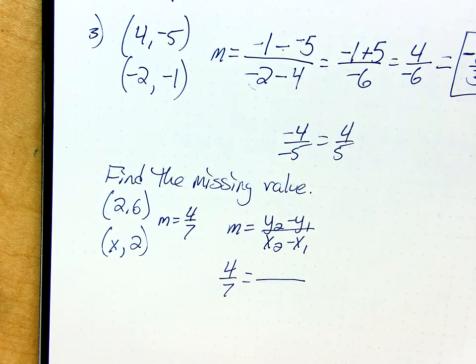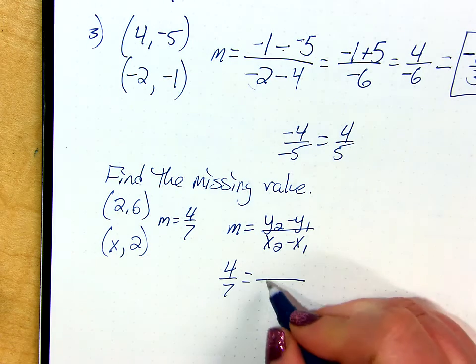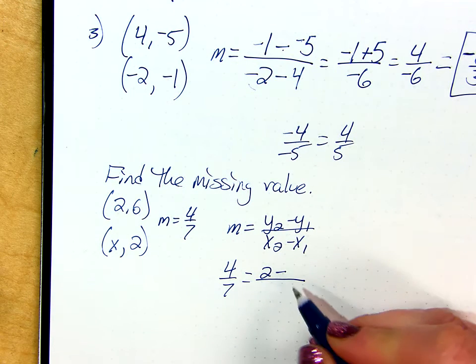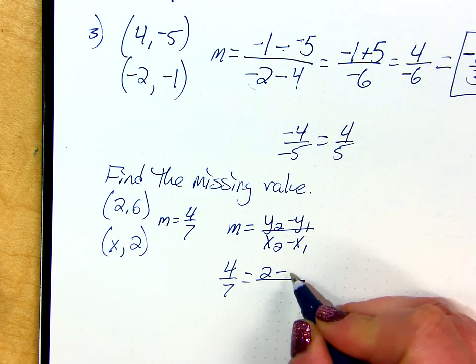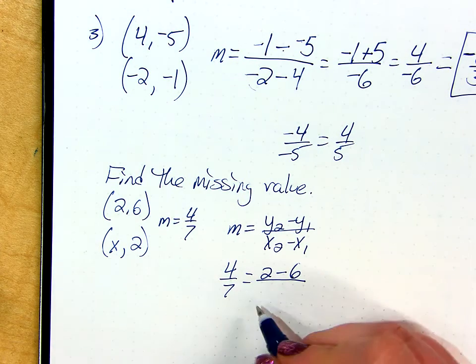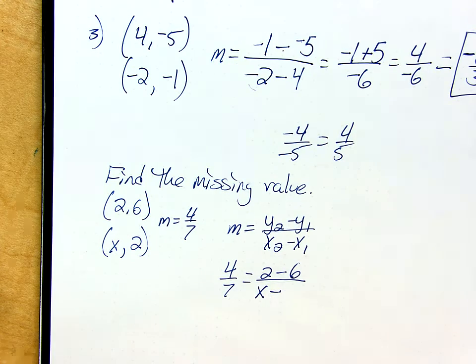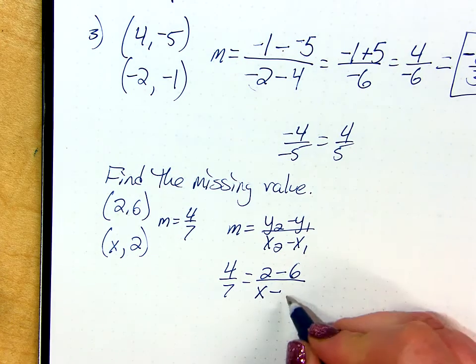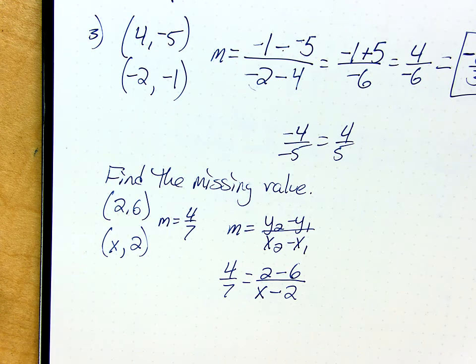What's y2? 2 minus y1, which is 6. What's x2? x, that's the one I don't know. Minus x1, which is 2. So now, guys, you have an equation, and you can solve it. Any thoughts on how? What might you do first?